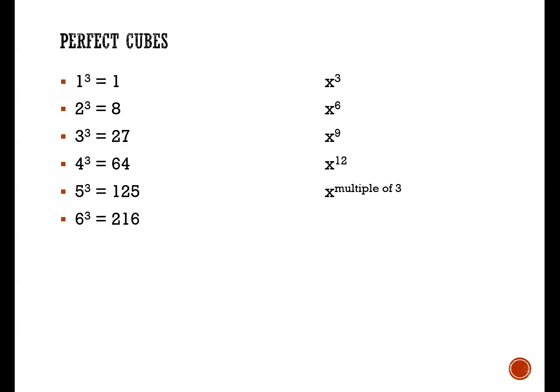And variables are perfect cubes when the exponent is a multiple of 3. So x cubed, x to the 6th, x to the 9th, and so on. So these are all perfect cubes.